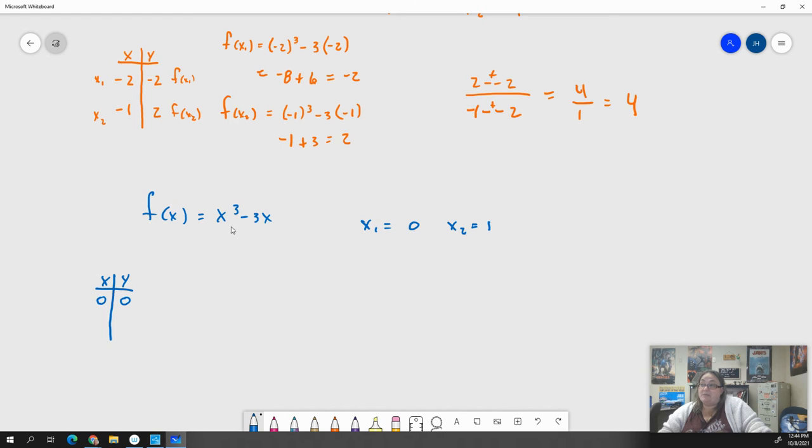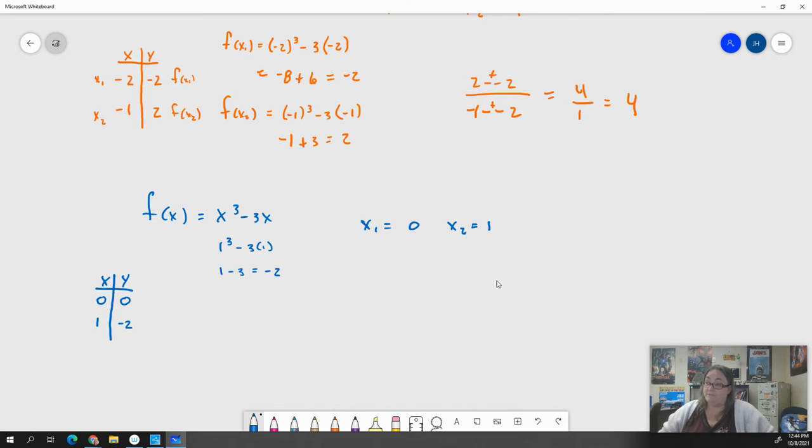So once we know what the 0 one is, we're going to figure out what our x2 is. And our x2 is we just plug 1 in, right? So we'd have 1 cubed minus 3 times 1, which is like saying 1 minus 3, which is just negative 2. So when we plug in 1, we get back negative 2.